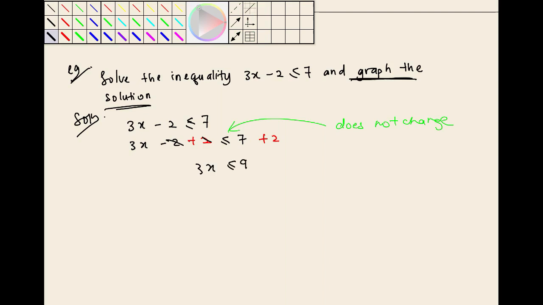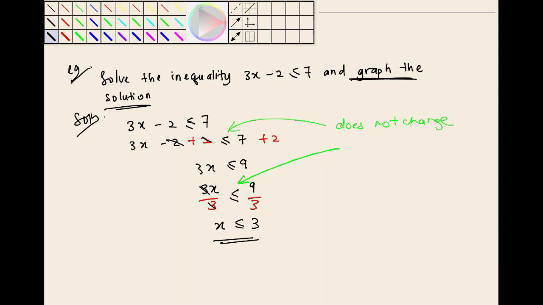Now I don't want 3 to be there. I want to divide by 3. So that means 3x I divide with 3. So the same on the right hand side, 9 I divide with 3. Now I'm dividing with a positive value. So for a positive value, in rule number 2, it doesn't change direction. Okay, so the same, it does not change direction. So now you can cancel. This becomes x is less than or equal to 3.